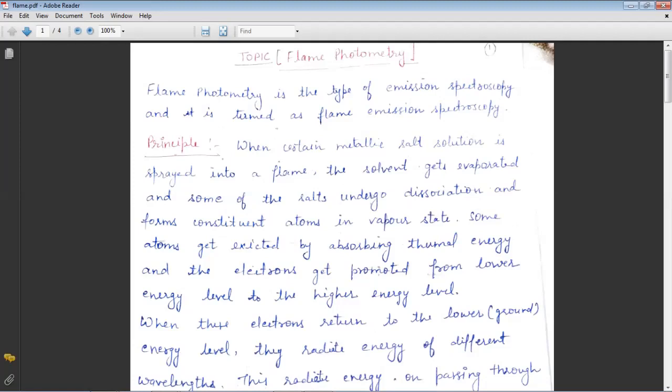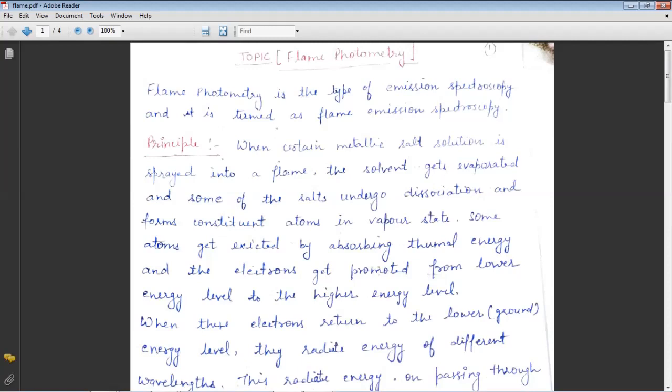Flame photometry is based on measurement of the intensity of the light emitted when a metal is introduced into a flame. The wavelength of the color tells what the element is, which is qualitative, and the color intensity tells us how much of the element is present, which is quantitative. So it gives qualitative as well as quantitative information.